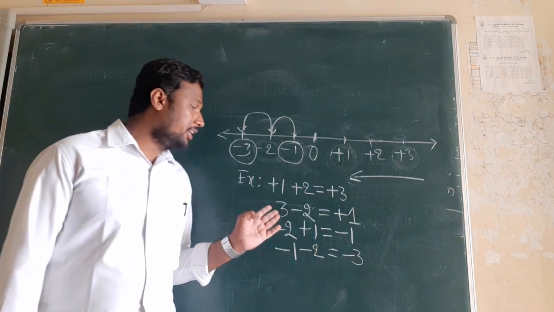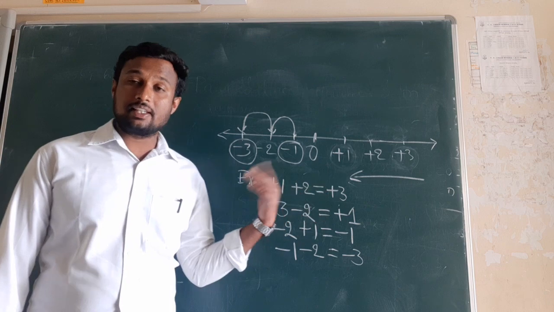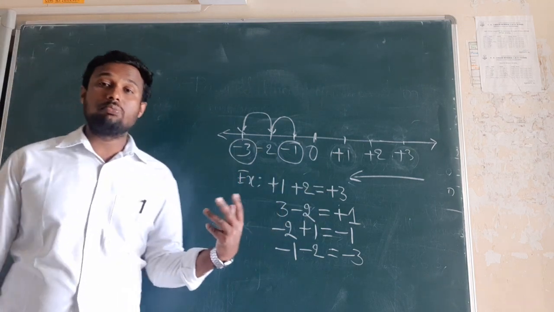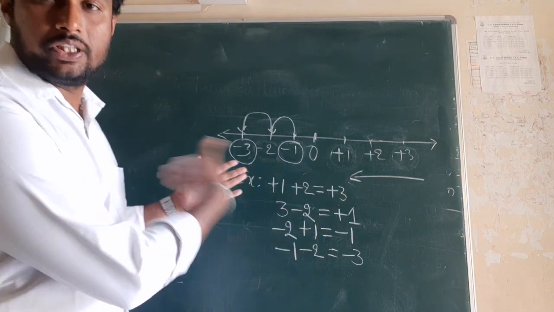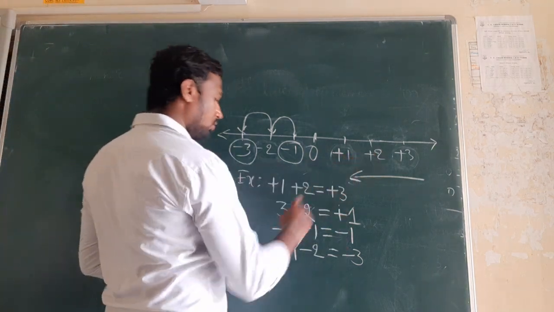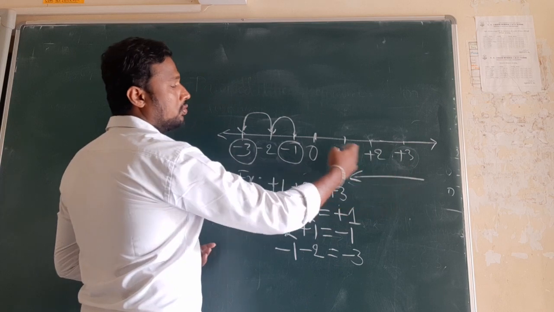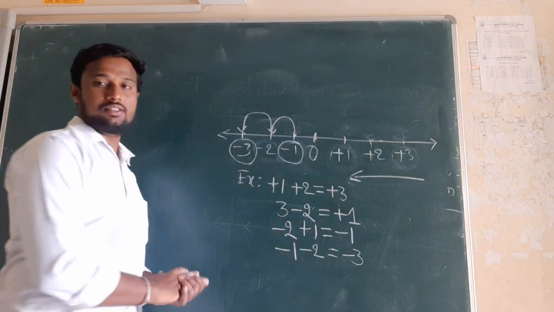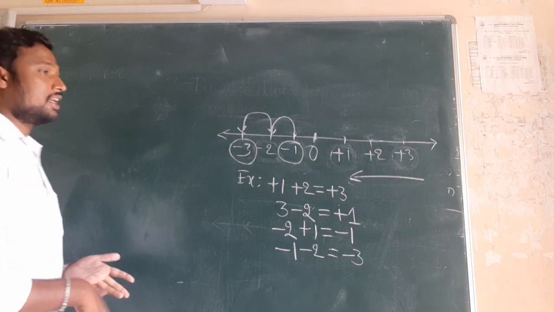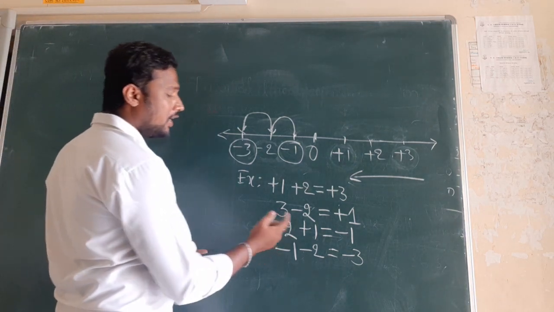Next, what do you have here? 3 minus 2. In this example, 3 minus 2 means you are subtracting, and what I told is, while subtracting you have to move in left direction. So first you have to represent +3 and move towards left direction 2 steps. So what will you get? +1 as the answer.